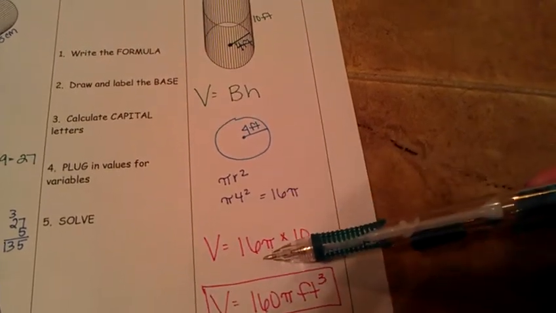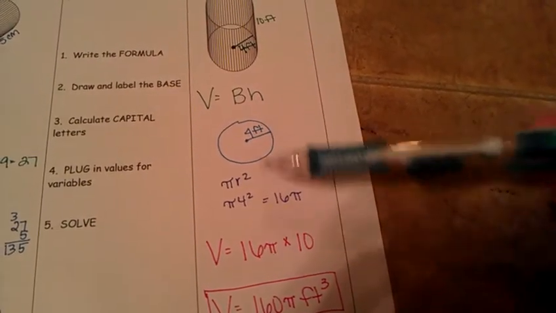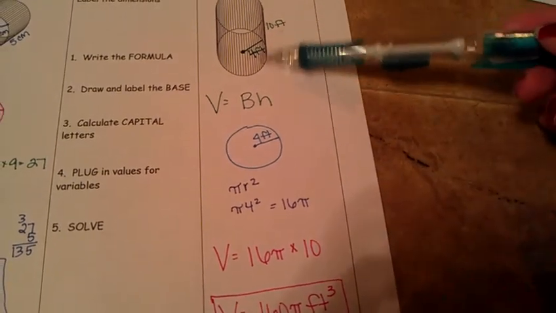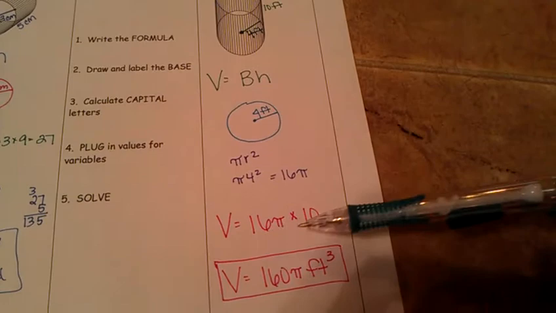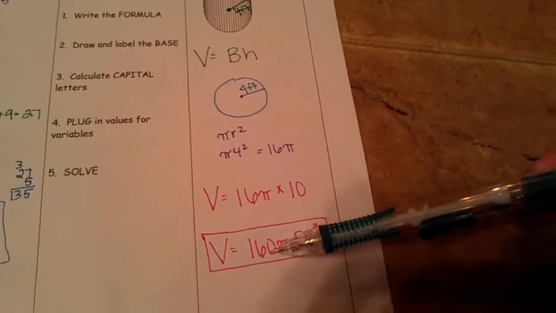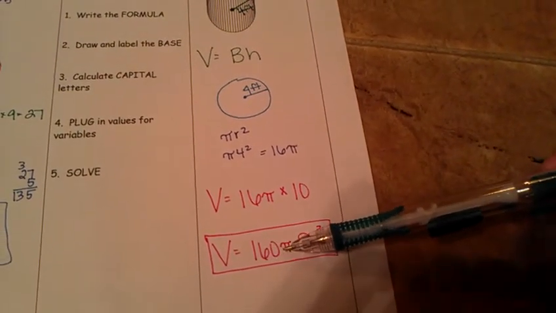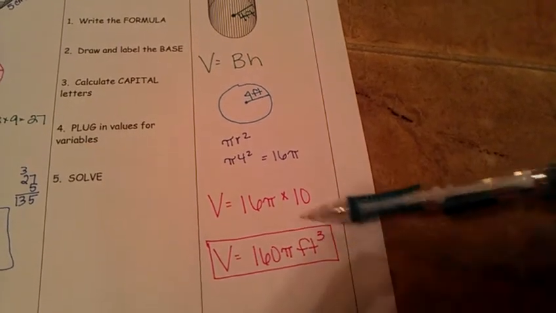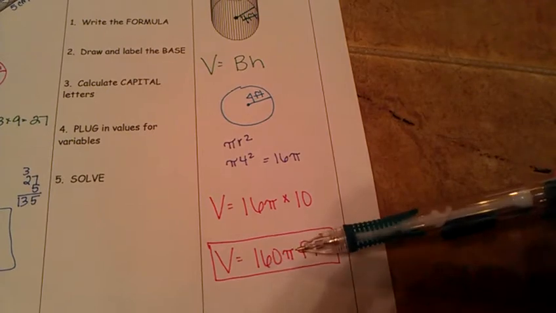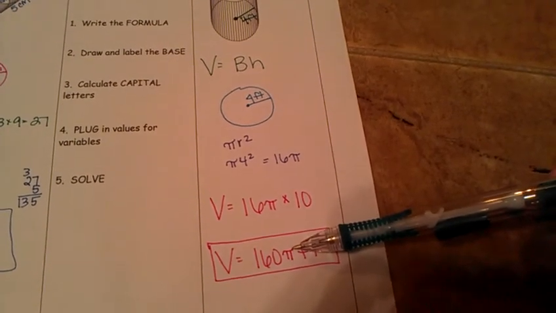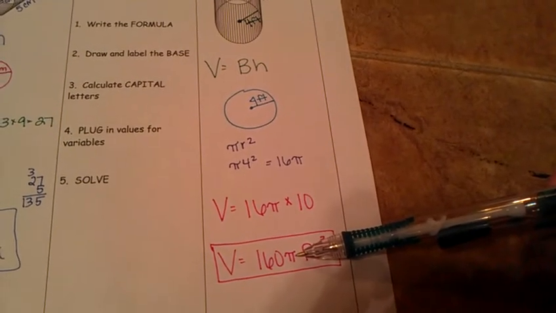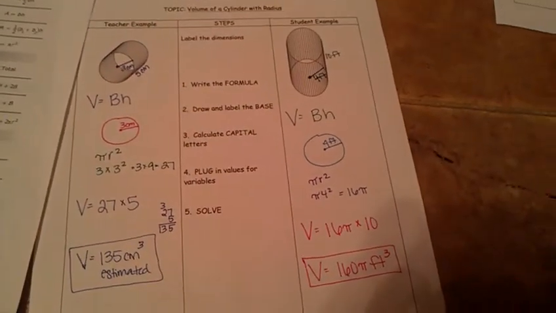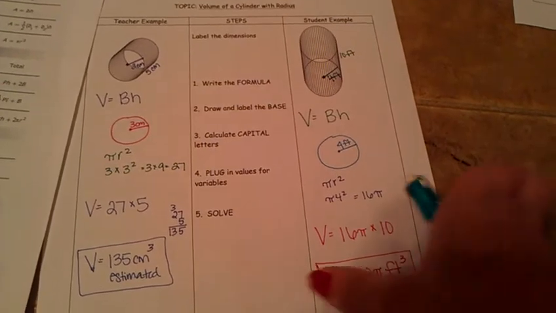So next step, plug in my values. Area of the base is 16 pi. My height is 10 right here. 10 connects the 2 circles. So 16 times 10 is 160. So my answer is 160 pi feet cubed. Now remember, if you wanted to go ahead and get an actual number, it would be 160 times pi, 3 or 3.14, however you see your answer choices working. Okay, so that is our volume of a cylinder when we're given radius.